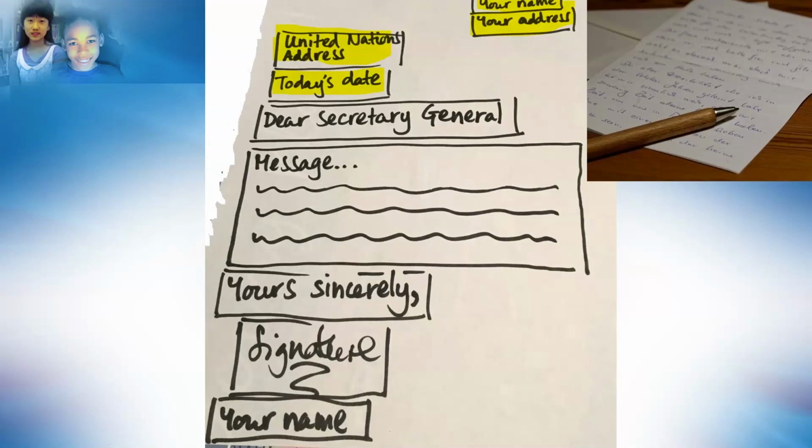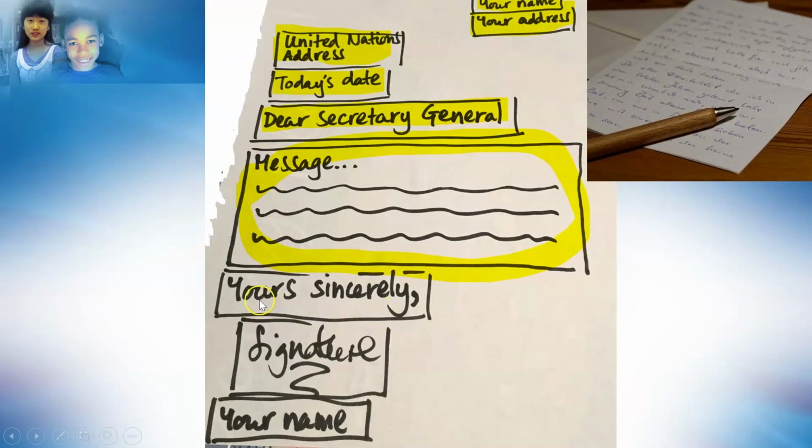And then you would put the greeting. Now, the person who is in charge at the United Nations is called the Secretary General. So our greeting, here the word dear, would be followed by the title of the person in charge, who is Secretary General. Then we're going to write our message. So what are we going to write about to the Secretary General of the United Nations? We're going to write about the problem of lack of clean water.